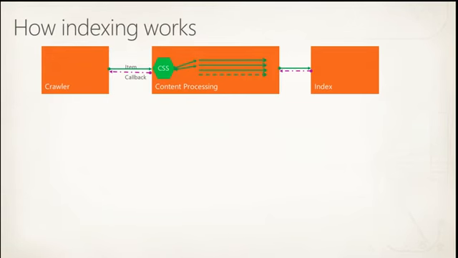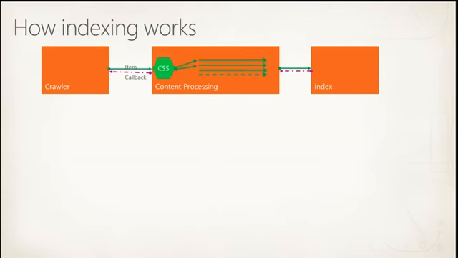So we've taken a lot of the processing that happened inside the crawler in 2010 and moved it into the content processing component, together with a lot of the extensible stuff that we did with FAST Search for SharePoint. One of the benefits with having all of this in a separate component is that we can now scale out content processing independent of crawling and of indexing. And then we have the index, which mainly comes from the FAST Search for SharePoint product.